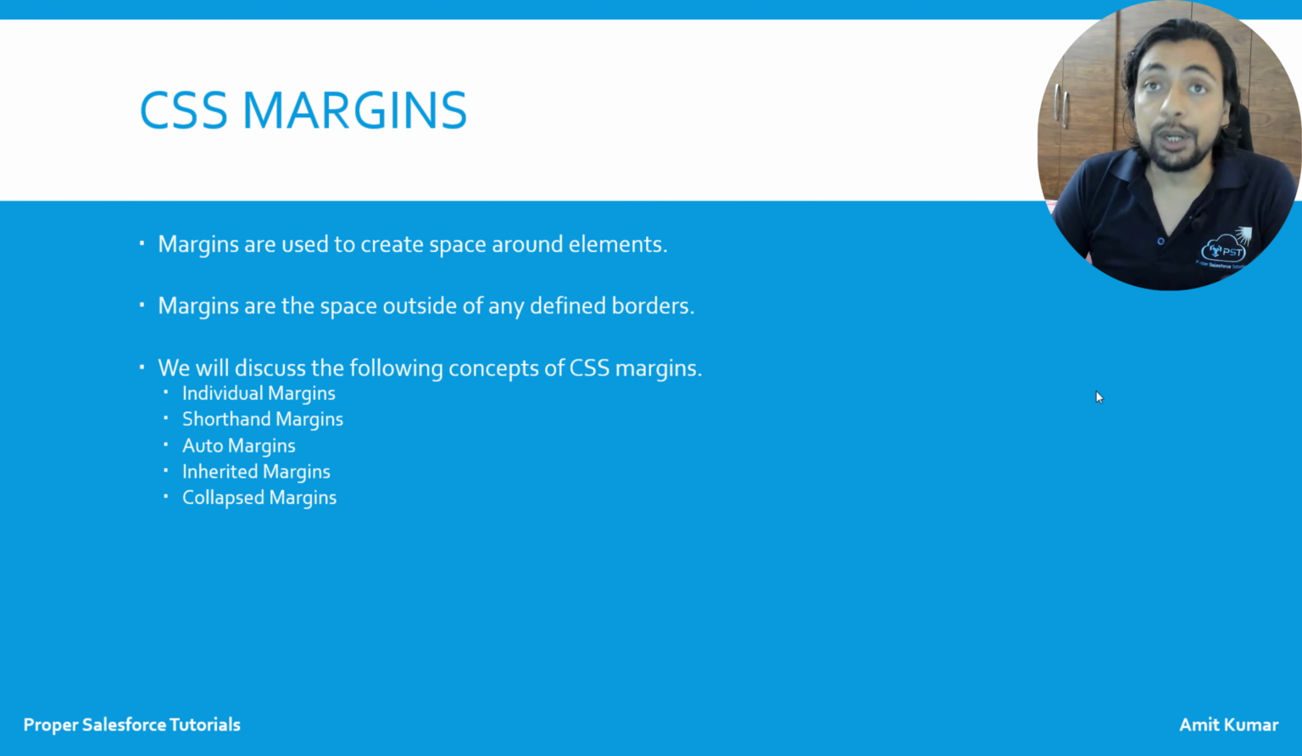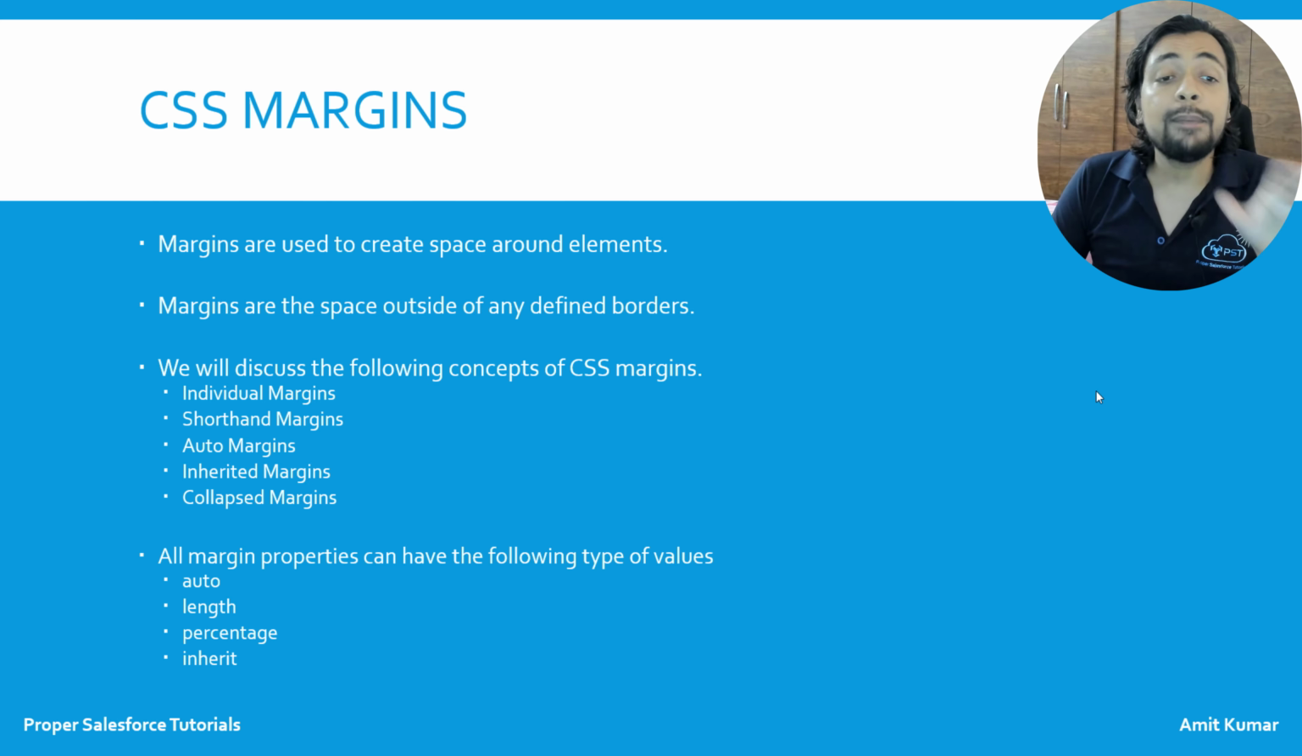Now we will discuss the following concepts of CSS margins: individual, shorthand, auto, inherited, and collapse margins. All margin properties can have the following types of values. It can be auto, it can be length, it can be percentage, or it can be inherit.